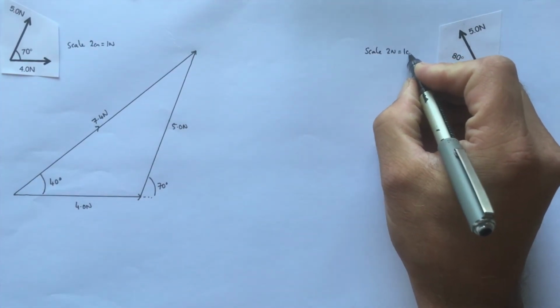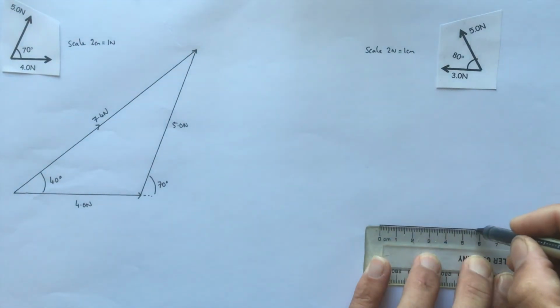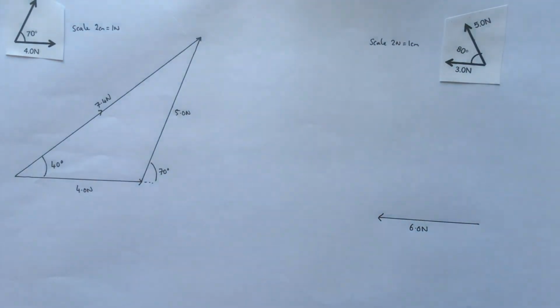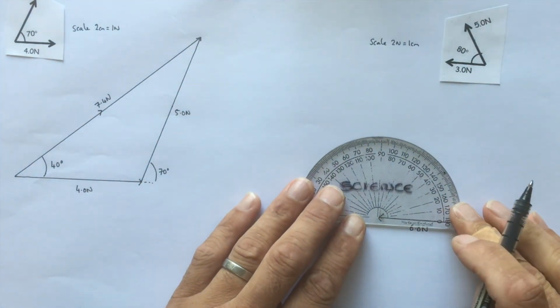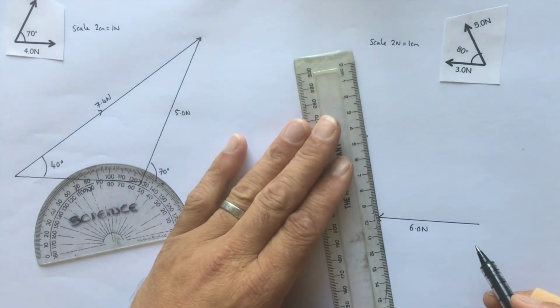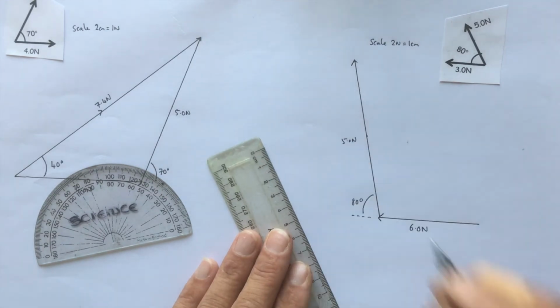So this one, because the values are quite small, I'm using a scale again of 2 newtons per centimetre. So I first draw a 6 centimetre line, which I should have labelled 3 newtons, not 6. Next I have to measure an angle of 80 degrees at the end of the first vector. I then draw a line 10 centimetres long to represent the 5 newtons. Finally I draw the resultant vector.